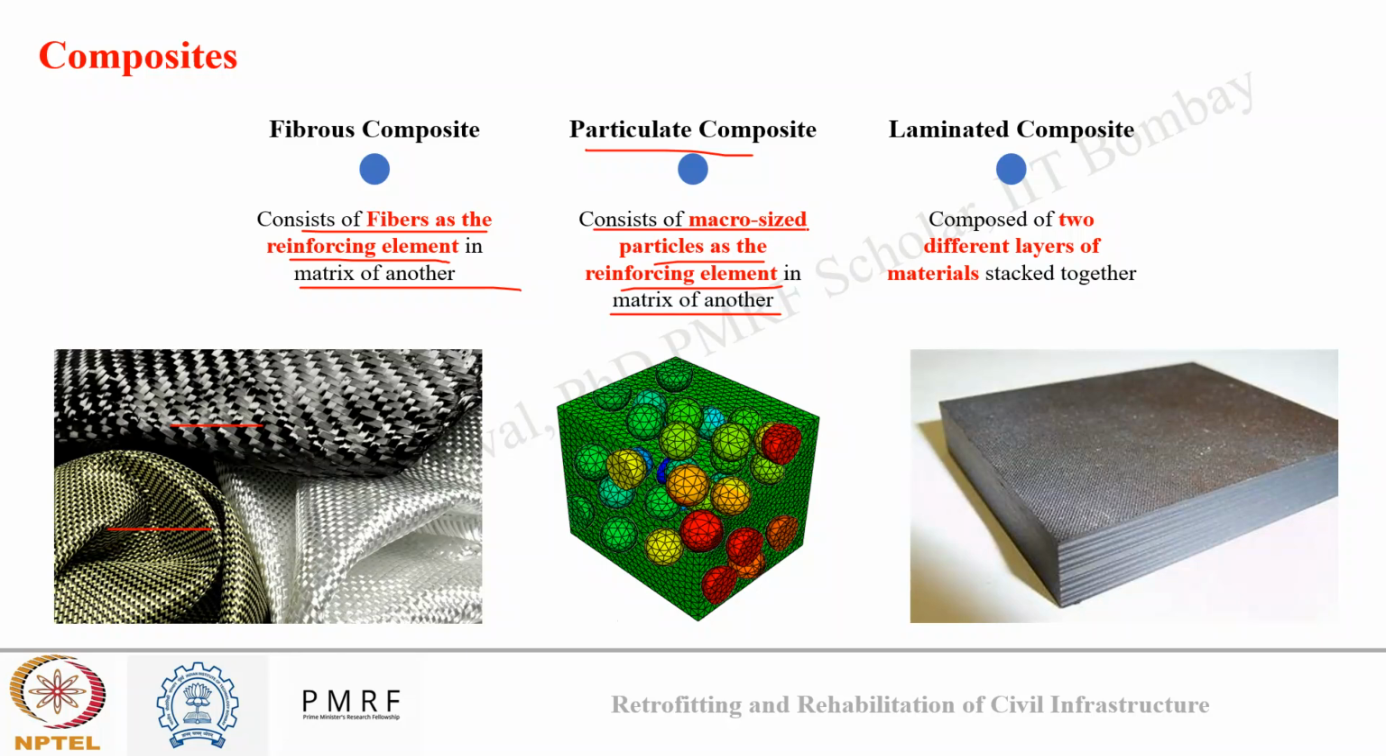And third is laminate composites, which are basically composed of two different layers of material stuck together. These are formed by stacking the fibrous composite only. We will see later on how laminates are related to composites. Right now, the most important thing for us is to understand the fibrous composite, because particulate composite is nothing but concrete, and laminate we will be able to understand after we understand the fibrous composite.